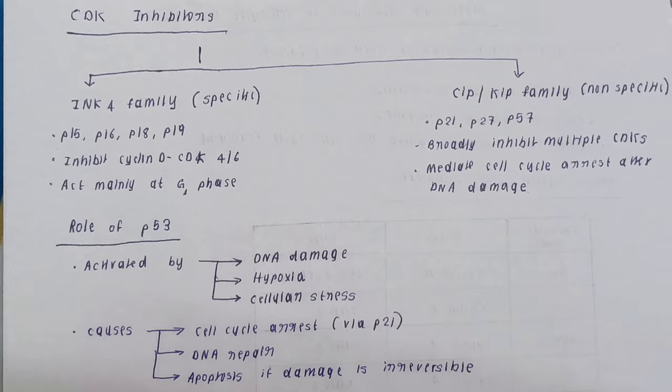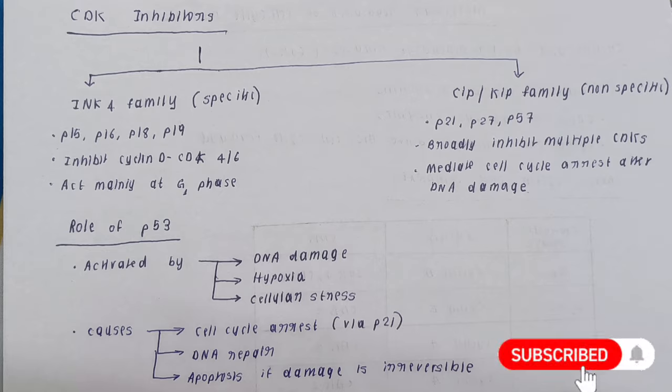Now specific are those, if you remember, while discussing the checkpoints, we said the G1/S checkpoint is very, very important. So the inhibitors which are going to inhibit the cyclins or cyclin dependent kinases which are involved in the G1/S checkpoint are specific. They're going to specifically inhibit those cyclins, whereas the non-specific are those which can randomly inhibit any CDKs or cyclins. So that is the difference.